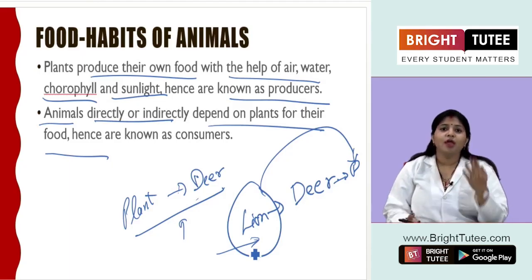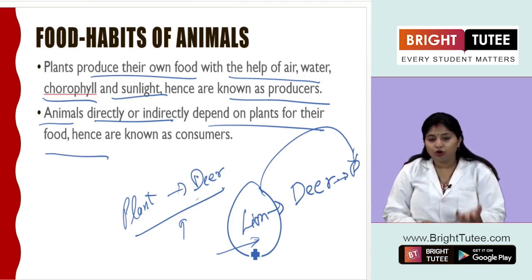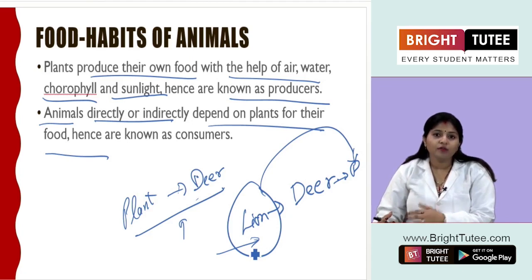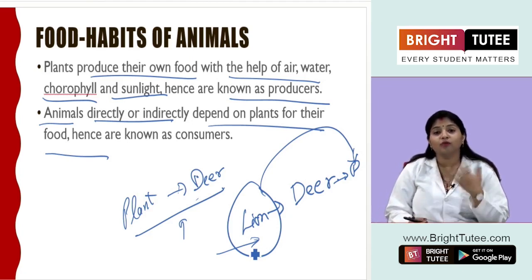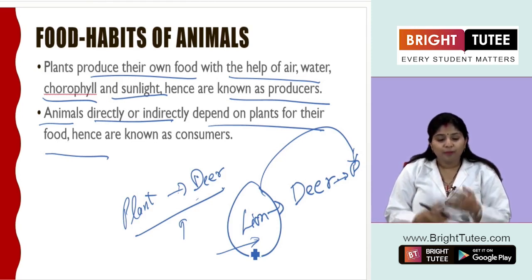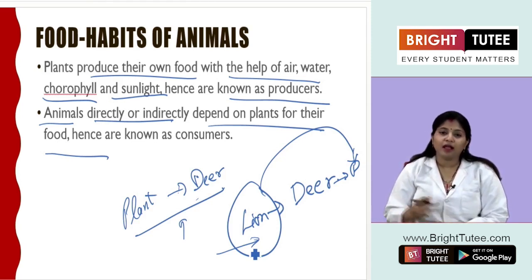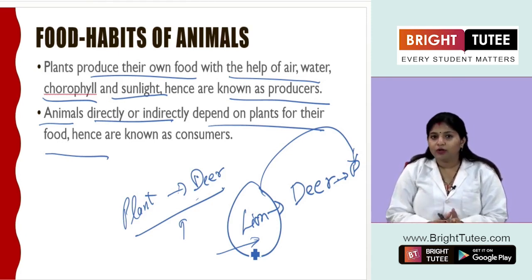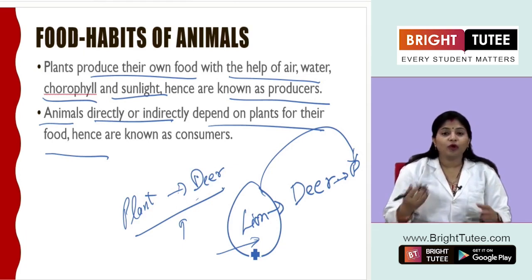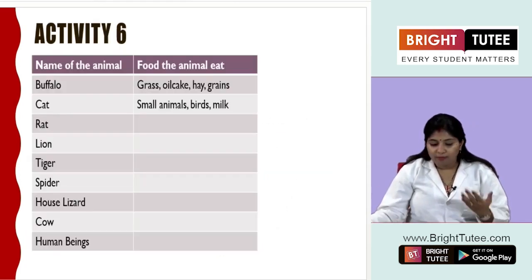I'm pretty sure many of you would have a dog or a cat in your house. Few of you might have cattle in your house, and you must have seen how these animals are eating and what all things they are eating. So based on their food habit, we can classify them into different categories. First of all, let's take the example of different animals and find out what they are eating. So let's perform this activity.